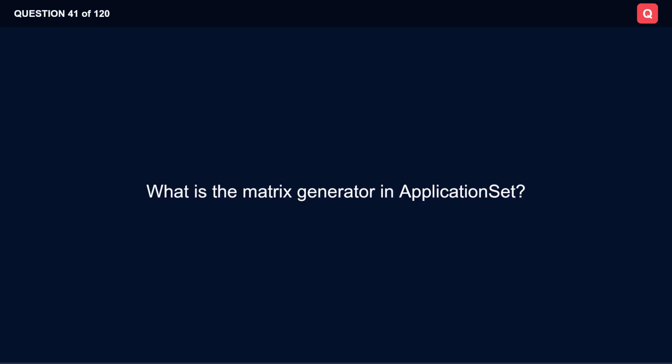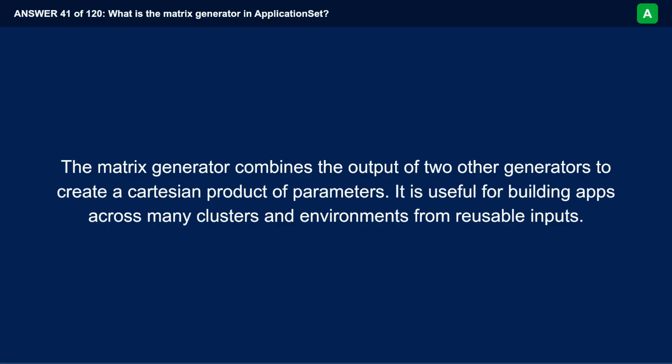What is the matrix generator in ApplicationSet? The matrix generator combines the output of two other generators to create a Cartesian product of parameters. It is useful for building apps across many clusters and environments from reusable inputs.